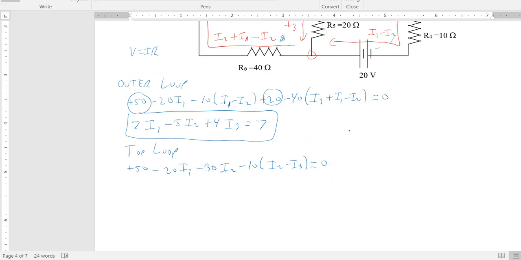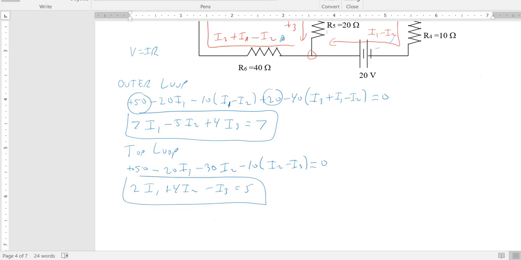I'm going to do the same thing here algebraically. I'll put all the I terms together, move my constant to the other side. I'd also divide everything by 10, make life easier, and I get the following. 2I1 plus 4I2 minus I3 equals 5. So there's another equation, okay?